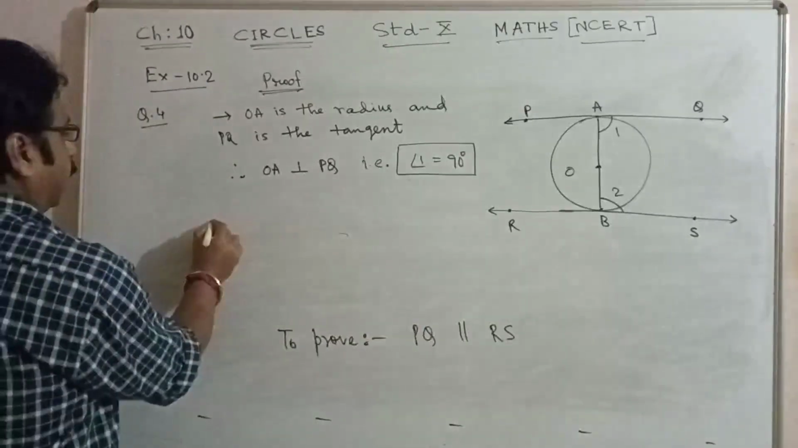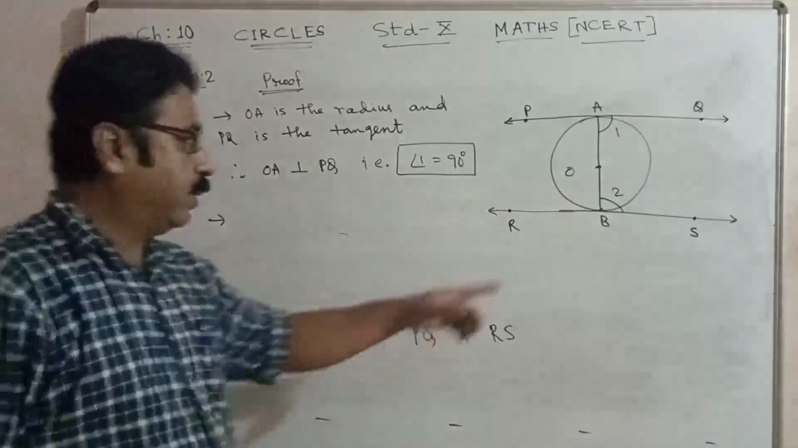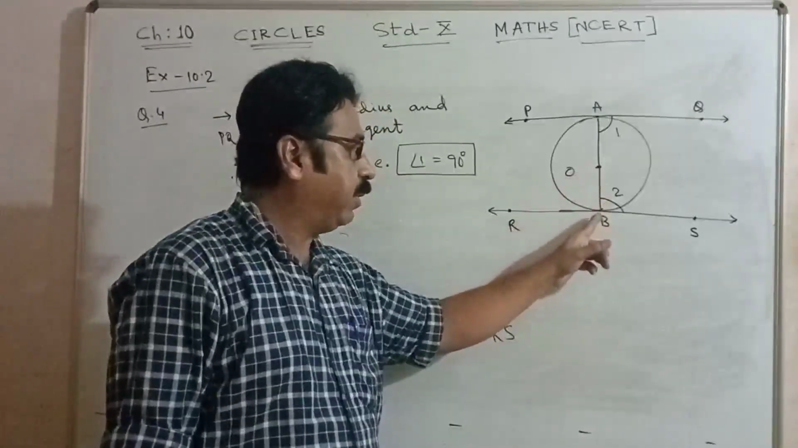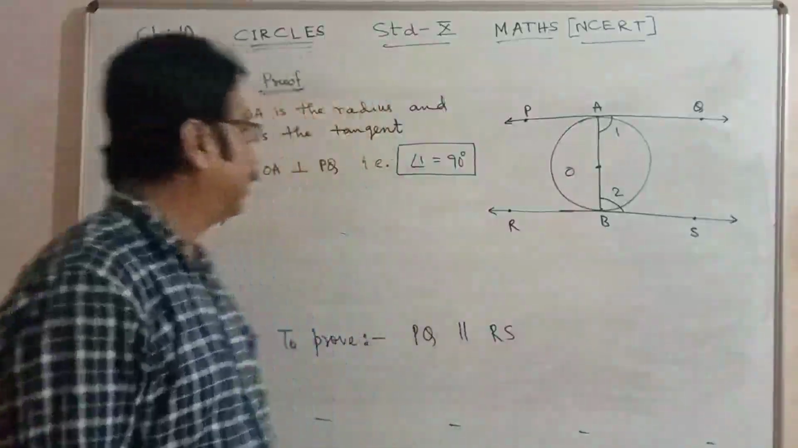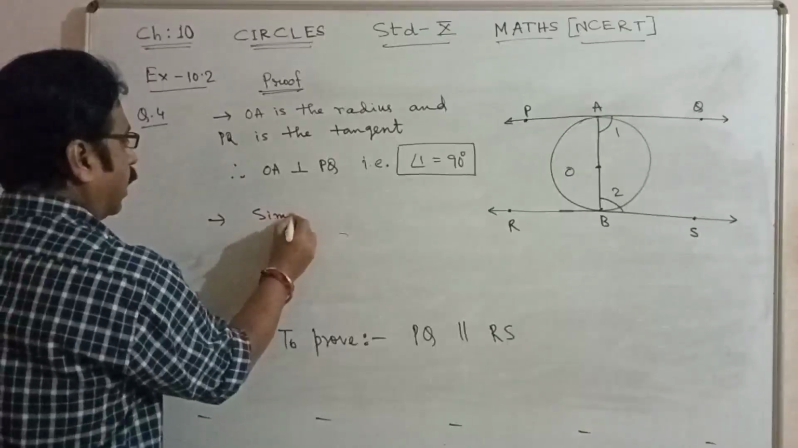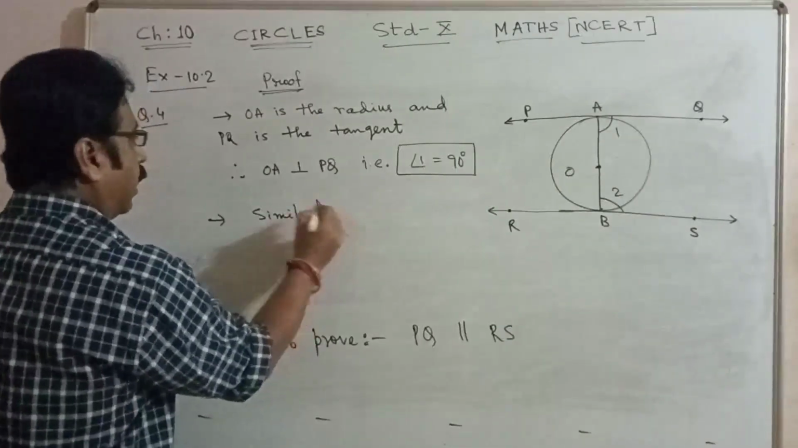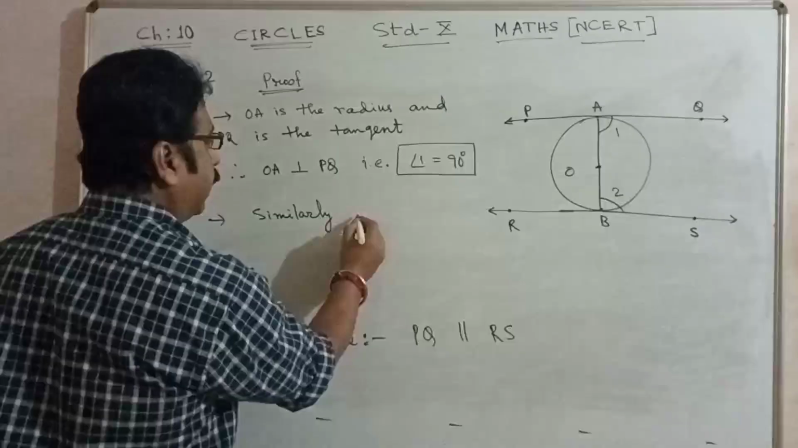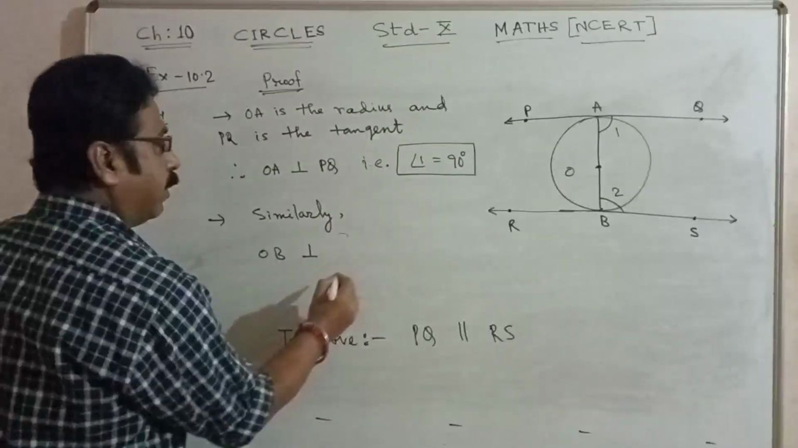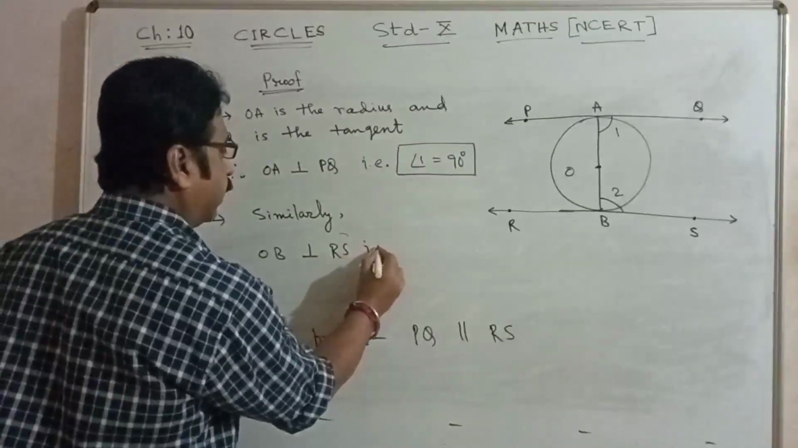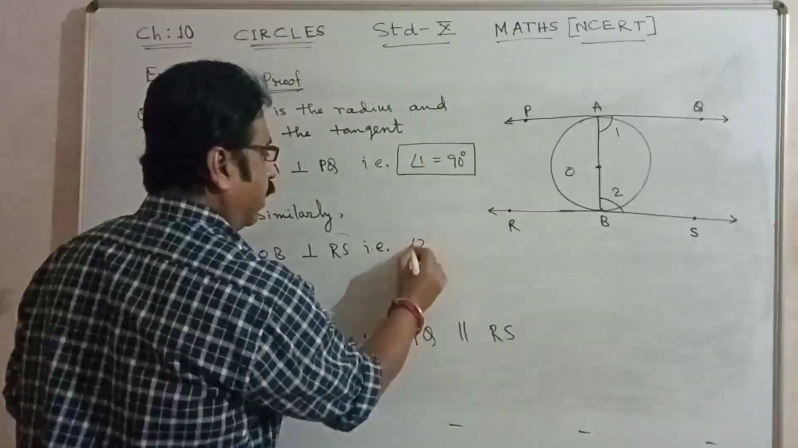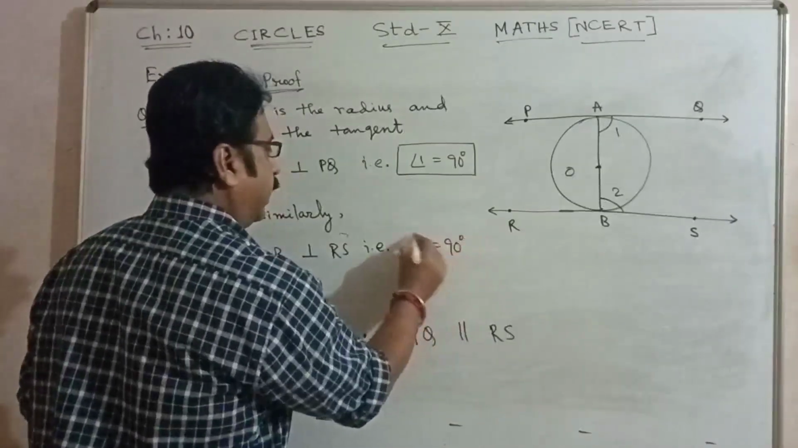Next, for similar reason, OB is the radius, RS is the tangent. So OB will be perpendicular to RS. We can write similarly, OB is perpendicular to RS, that is, this angle 2 will be 90 degree.